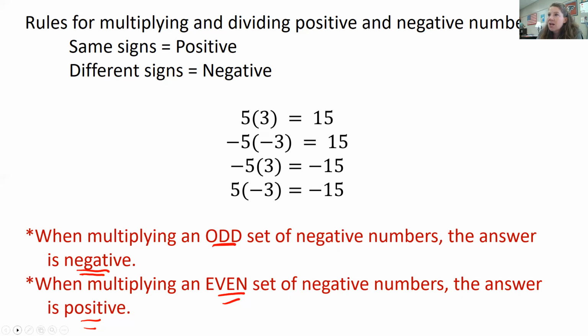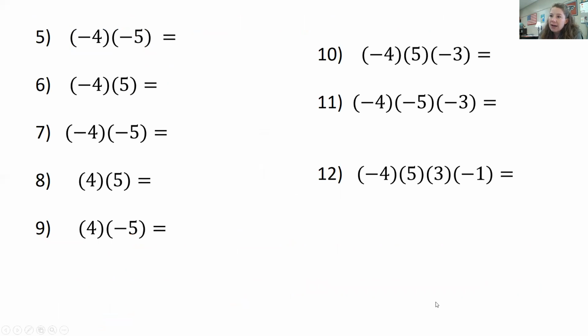Okay. All right, so let's try these problems. Now, I want you to pause the video, try these, and then come back and see how you did. All right, number 5, they have the same sign. We get 20. Number 6, they have different signs of each other, so we get negative. Number 7, same signs. Oh, I didn't realize 5 and 7 were the same problem. Whoops. Number 8, they have the same sign as each other. And number 9, they have different signs.